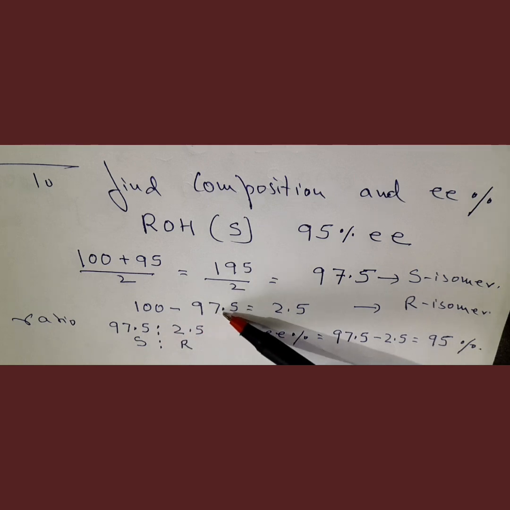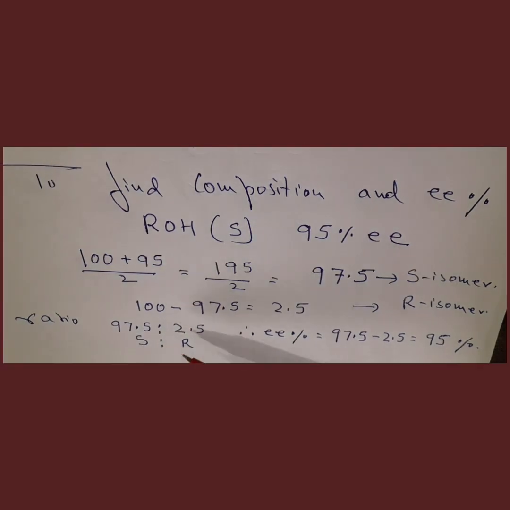Since this is the ratio of S isomer, how do we find the ratio of R isomer? From 100, we just subtract 97.5. What we get is 2.5. So the ratio comes to 97.5 to 2.5, 97.5 S isomer and 2.5 R isomer. Now for the EE percentage, just subtract 2.5 from 97.5. What we get is 95%. So this is called enantiomeric excess, and this basically is the ratio of two isomers.